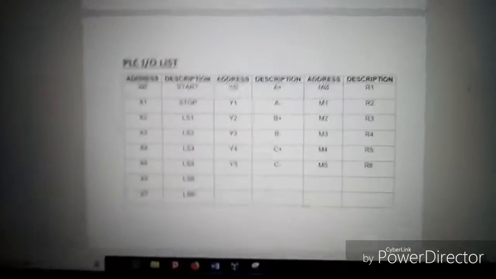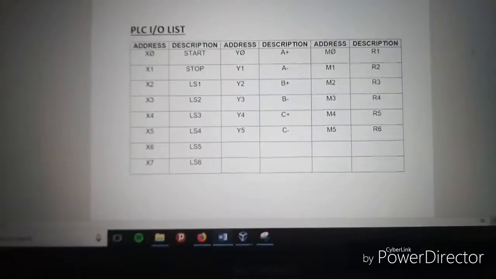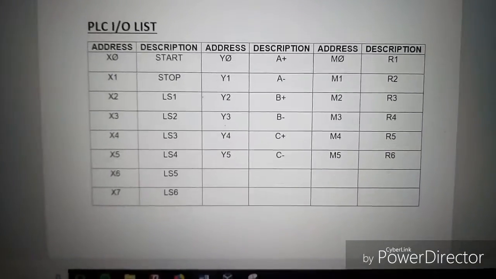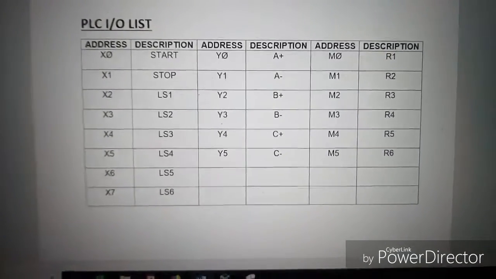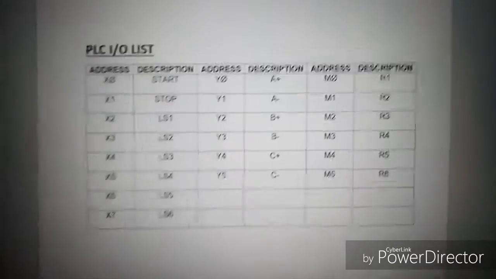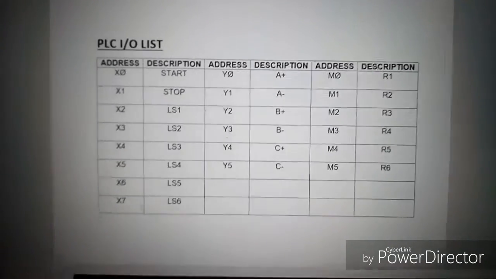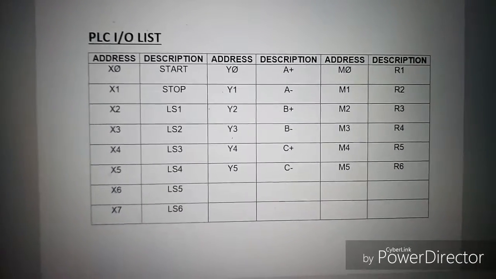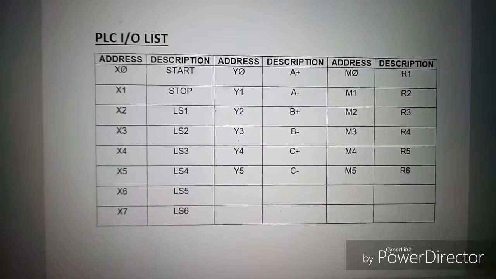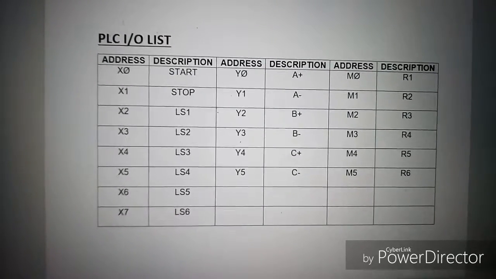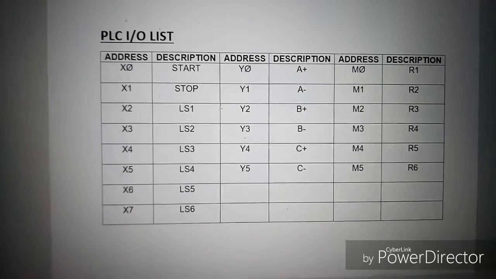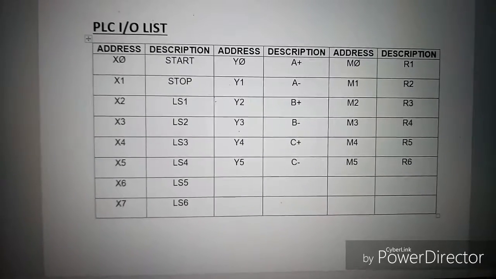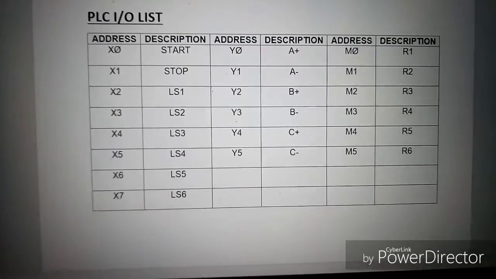Here is my PLC I/O list. The first part of the table, X indicates the input, Y indicates the output, and M, as I first said, indicates the relay of the PLC program. X0 indicates start, X1 indicates stop, X2 indicates LS1, X3 indicates LS2, X4 indicates LS3, X5 indicates LS4, X6 indicates LS5, X7 indicates LS6.